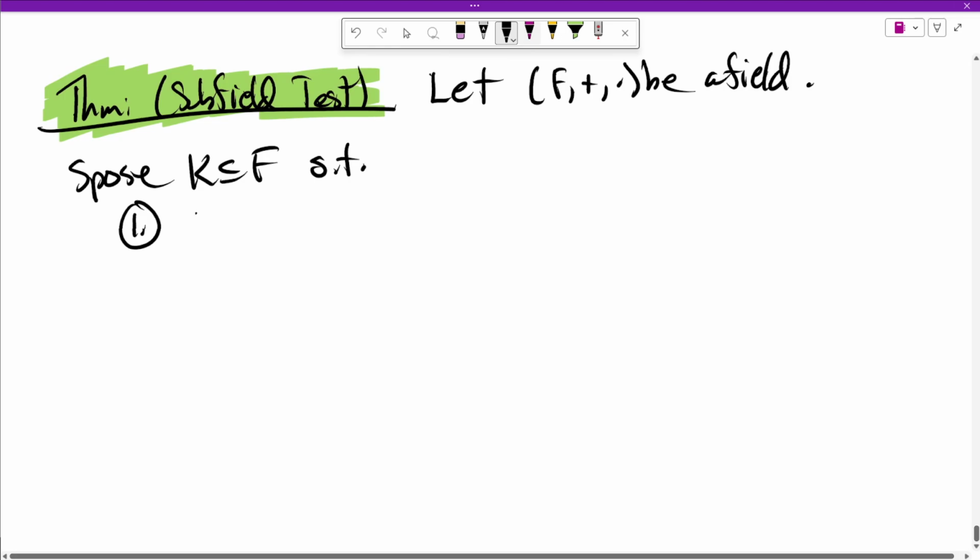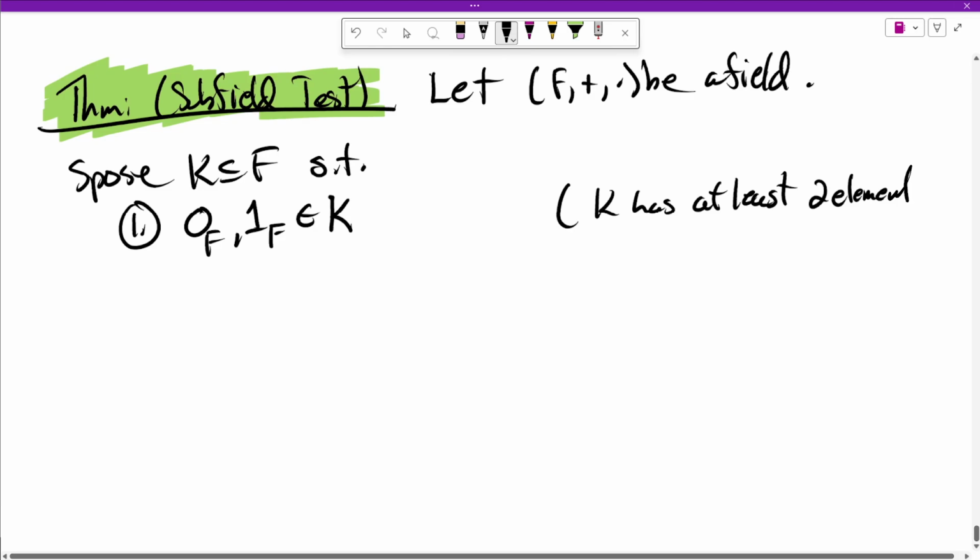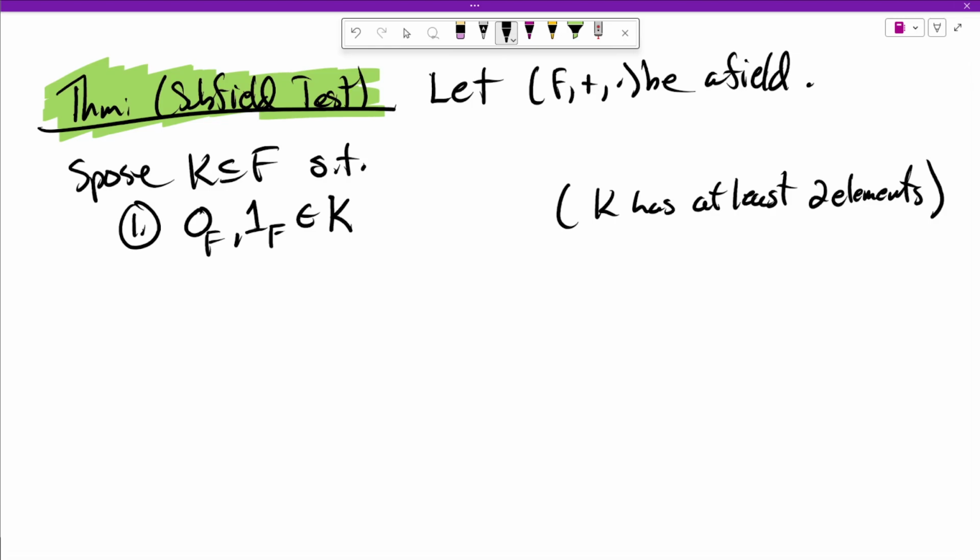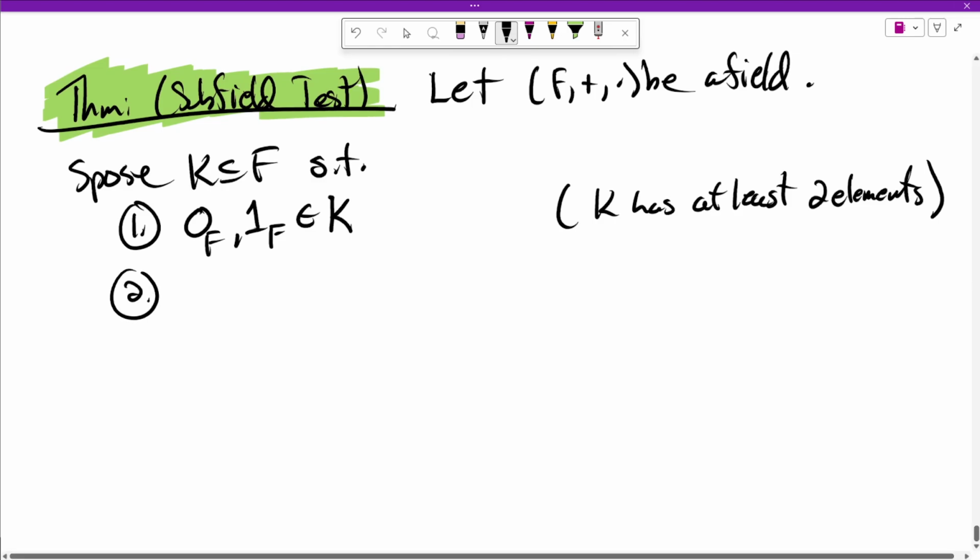There's two ways of writing this. K has at least 2 elements, or we can just explicitly say it. So there's multiple ways of doing the subfield test. I'm going to decide that we want 0_F and 1_F, the additive and multiplicative identity, to be in K. Another way of saying this is K has at least 2 elements. It's equivalent in terms of how you actually apply this test, but there's no harm in saying that these are the 2 elements that it has at least.